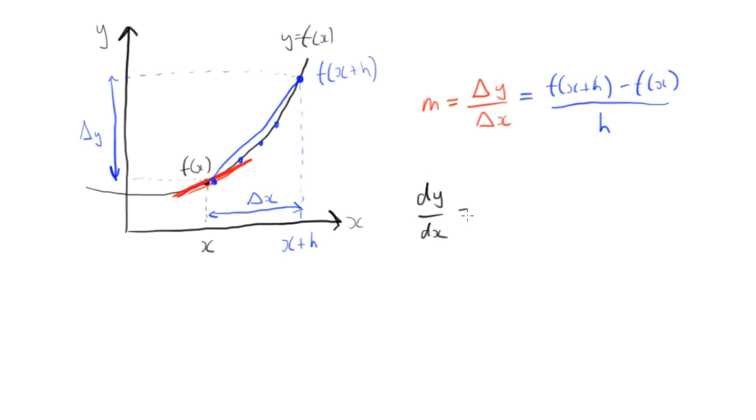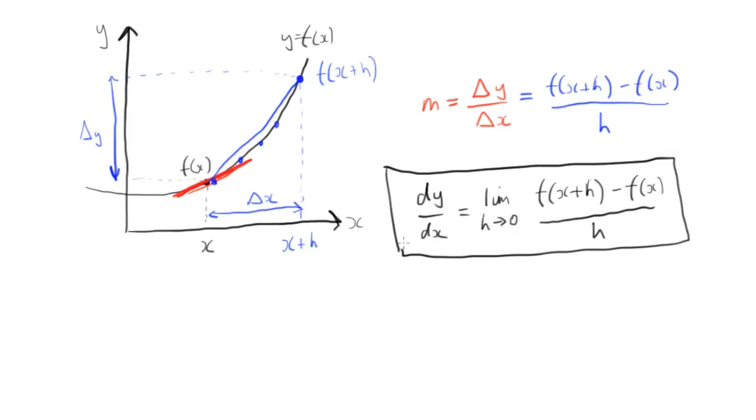So dy over dx. Let's pretend that h is very, very small. So I'm going to say limit: what is the limit of this value, the approximation of the gradient, when the difference between x and x plus h is very, very small. So what we have here is f of x plus h minus f of x, all divided by h. That will give us the gradient of our function f of x at the point x. And this is the basic definition of a derivative.